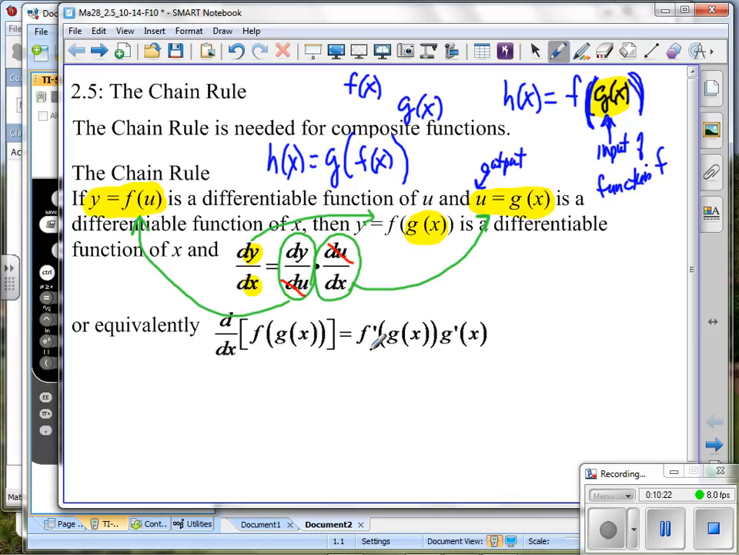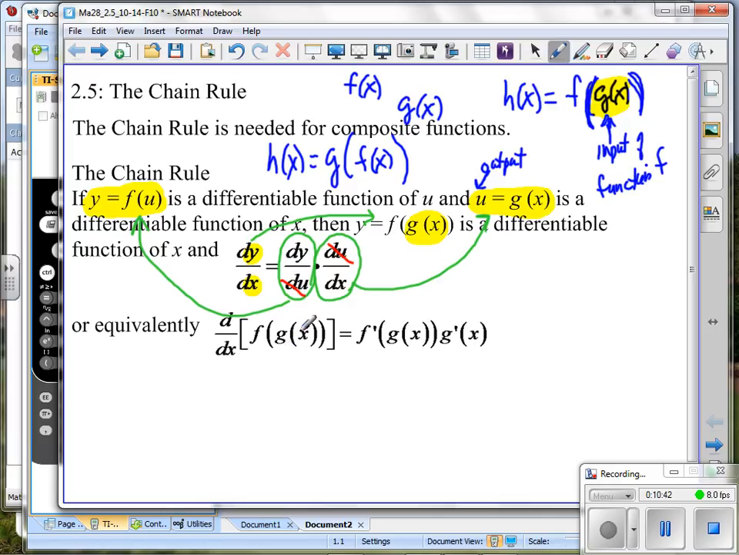Okay. Now, the other thing, though, is that there is another set of notation we could use, because we're used to seeing the f of x notation, and we're used to seeing f of g of x, and that's what I've got here. The derivative with respect to the input x of the composite f of g of x.